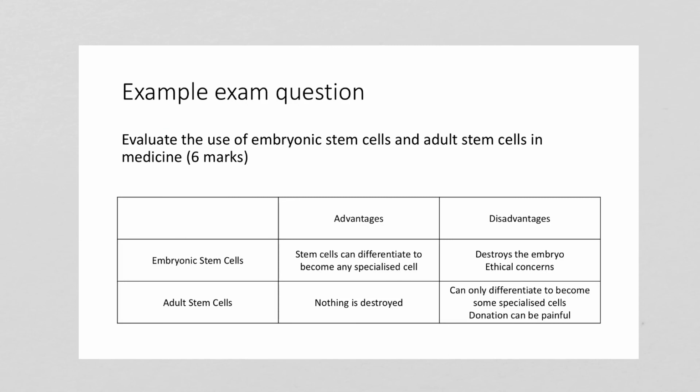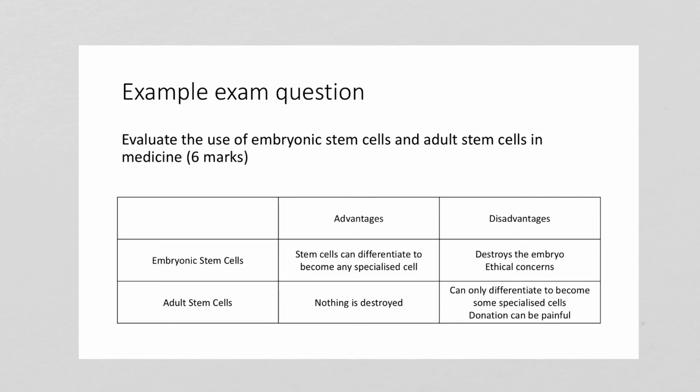Here are the basic ones that I came up with. So the advantage of using embryonic stem cells is, as we've said repeatedly, they can differentiate to become any type of specialized cell. So they can be used in medicine for a lot more things than adult stem cells can. Advantage of adult stem cells, nothing is being destroyed, right? If you are taking some of somebody's bone marrow, you are not killing that person. You are not preventing that person from having been born. You're not preventing that person from having children in the future. It's just going to be a little bit painful for them. So nothing is getting killed.